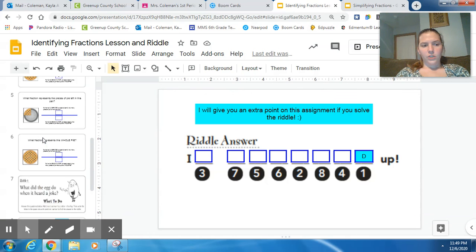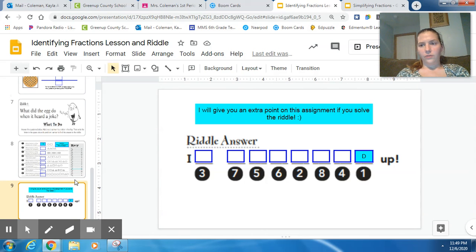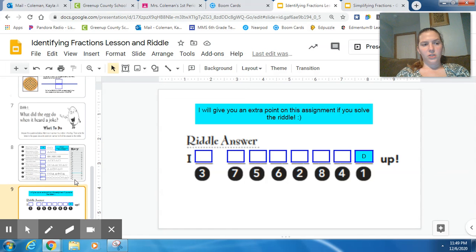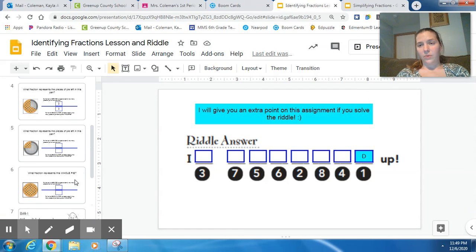If you guys have any questions about solving any of these riddles, finding the answers, if you're having a hard time understanding it, I can give you extra help, extra resources. I can give you some games that you could do to practice. But tomorrow we're moving on to simplifying fractions. So make sure you understand factoring from last week. Make sure you understand identifying fractions before you move on to the next lesson.